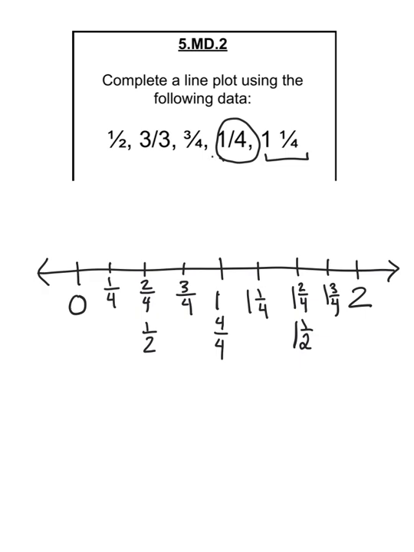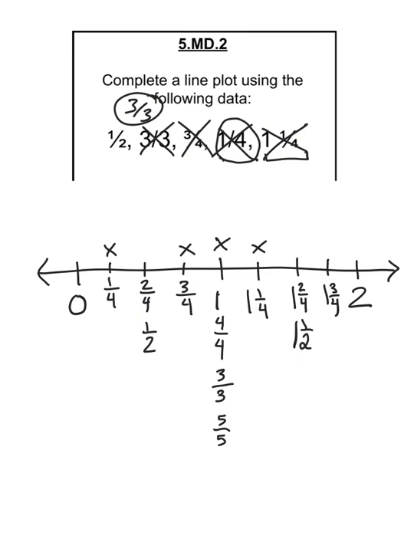Oh, fun. Okay, so here's my first piece of data, 1/4. And I have 1 1/4 all the way over here. That's my biggest piece of data. I have 3/4, 3/3. Now 3/3 might trick you up unless you remember that 3/3 is the same as 4/4, is the same as 5/5, is the same as 6/6. They all have the same value. They're one whole. So we're not going to let that fool us. And then we have 1/2, which is the same as 2/4. And there's my line plot.